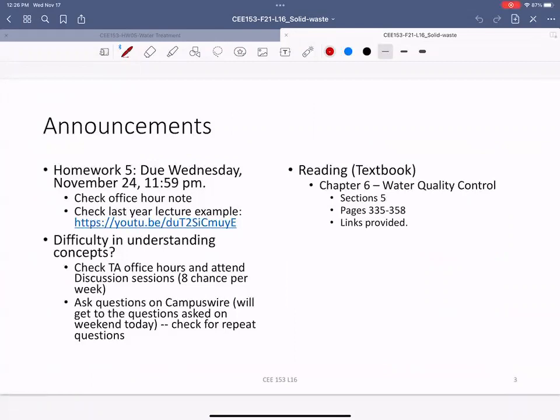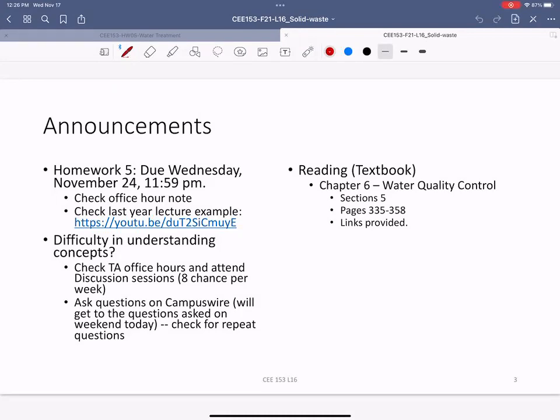Homework 5 is due before Thanksgiving, November 24th. I'll also release another homework on the 24th. That's the last homework for this quarter. Those two homeworks will be part of the final, so make sure to get this done early.